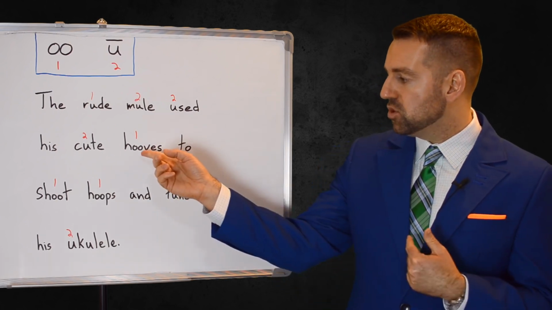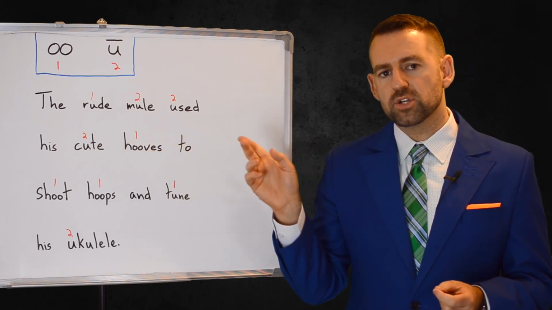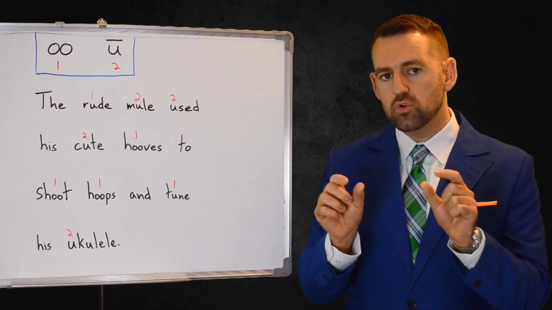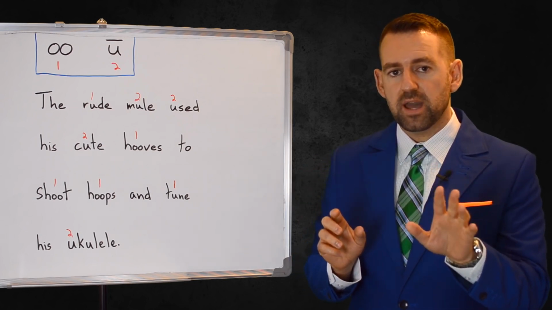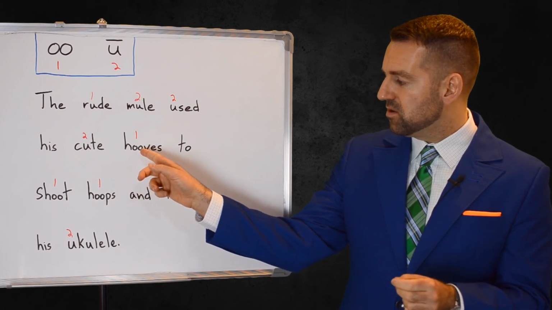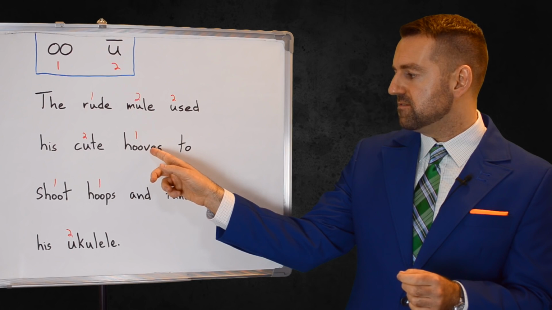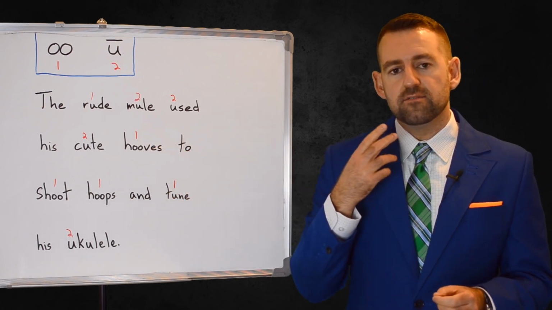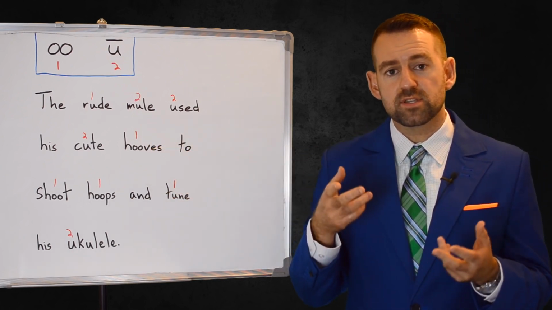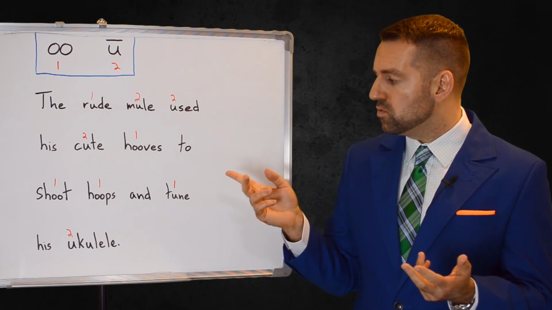So I say oo, they say oo. Remember what I just taught you about oo, it depends on the sound that comes after. So here we have two O's. What's after is v, and v is a continuous sound. So I say ooh, hooves.